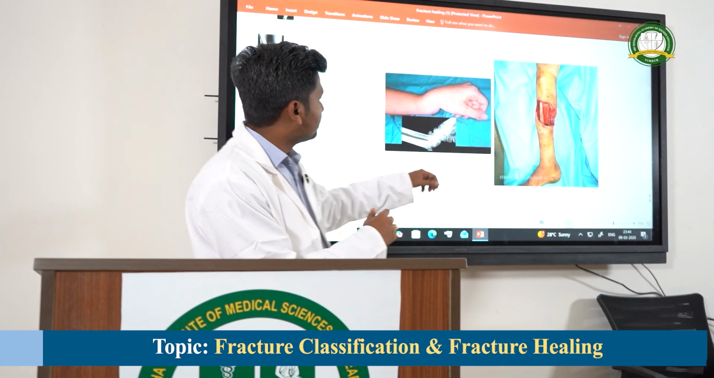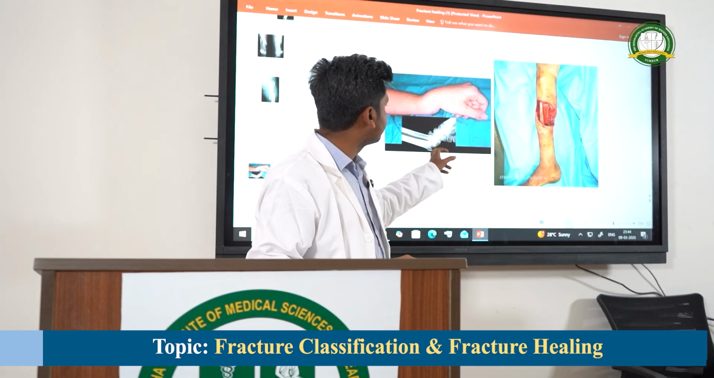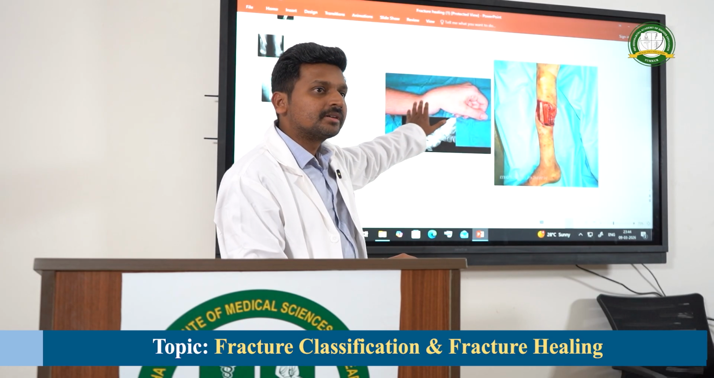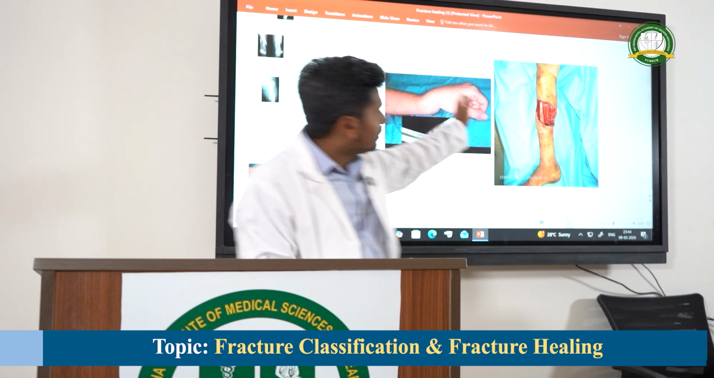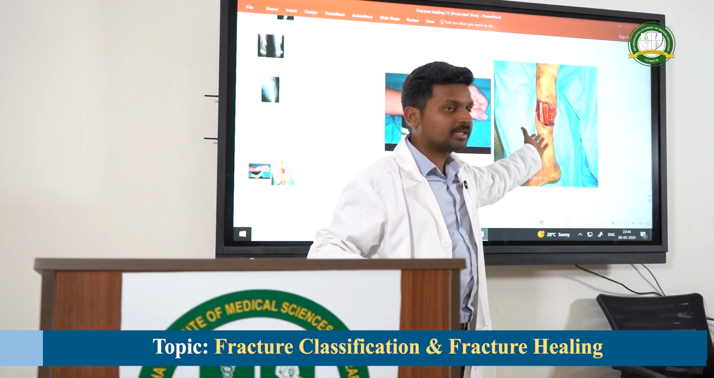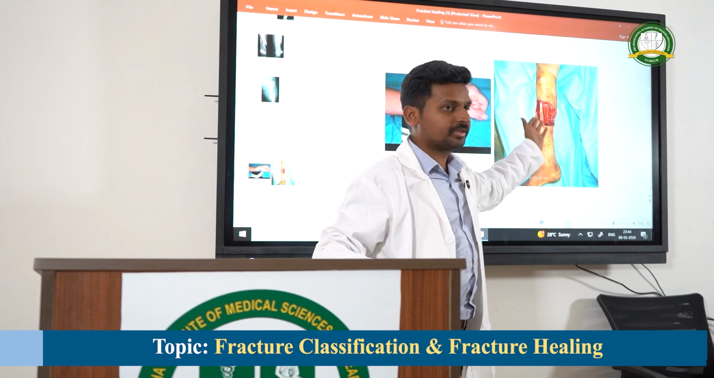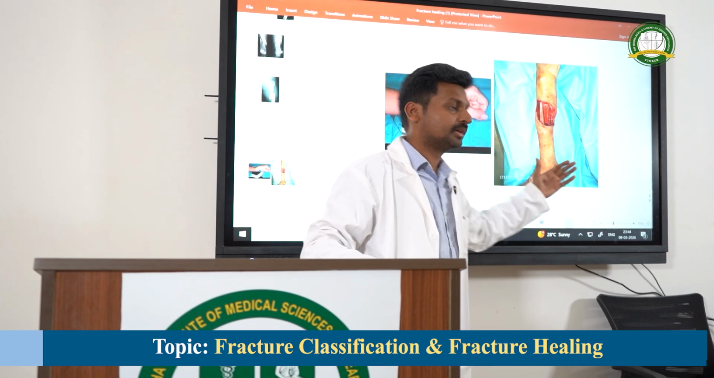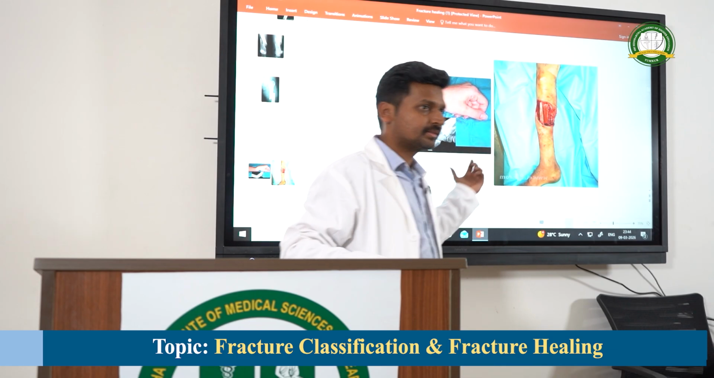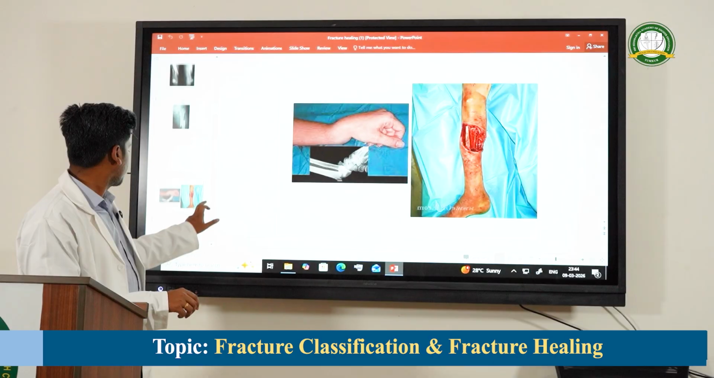So here is an example. There is a fracture of the distal end of radius, but the skin is intact. So it is a closed fracture. On the other hand, we see a shaft of tibia fracture, where the bone and the complete soft tissue is exposed to the outside environment. So this is called an open fracture and this is a closed fracture.